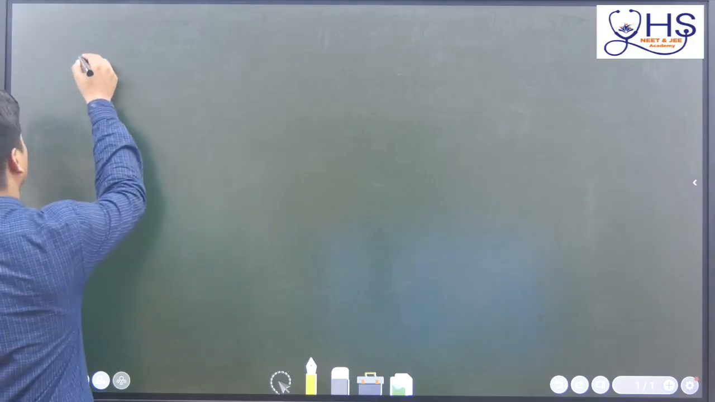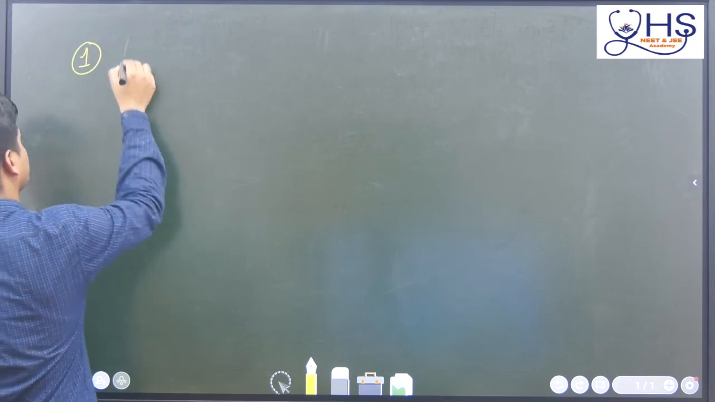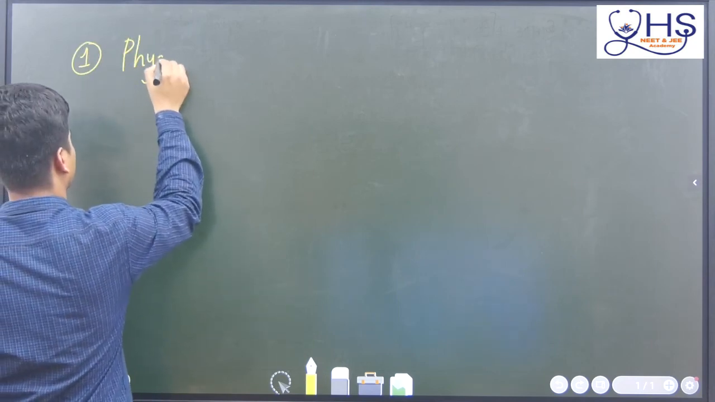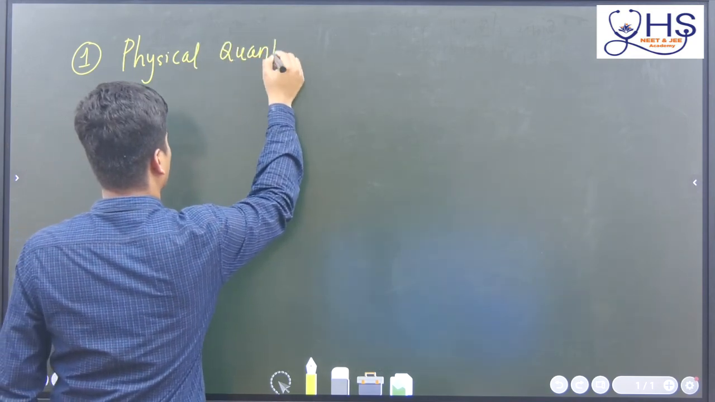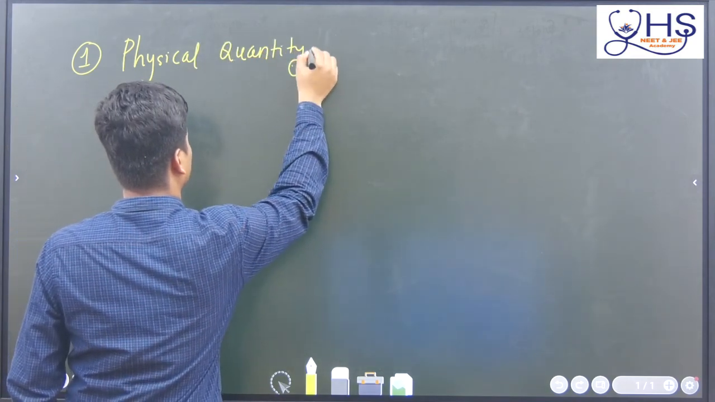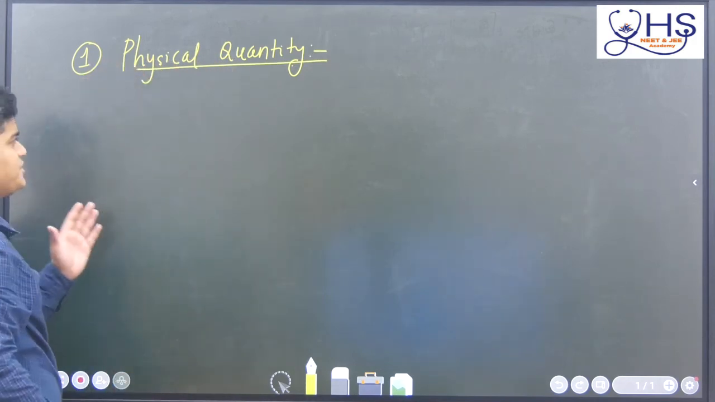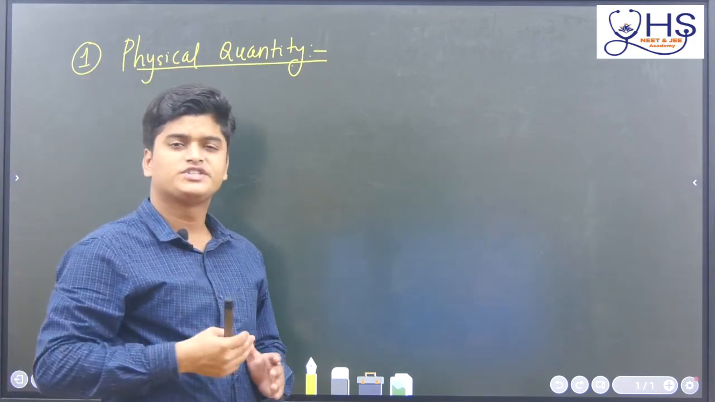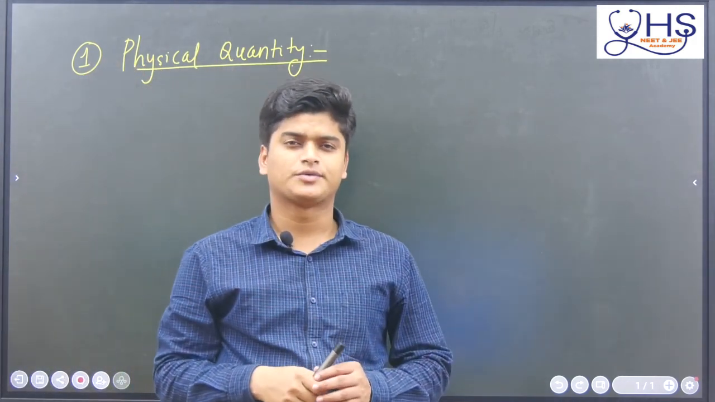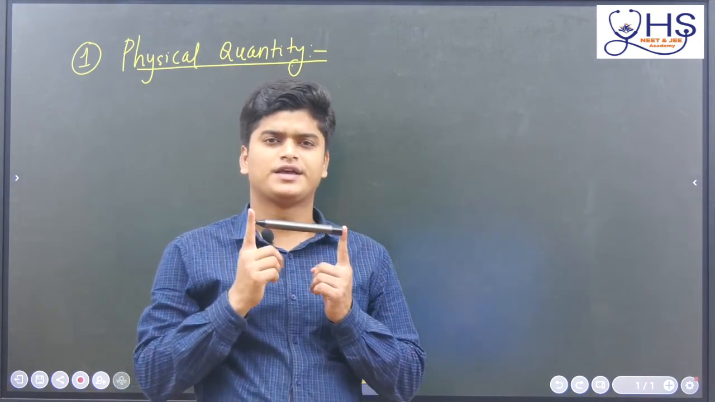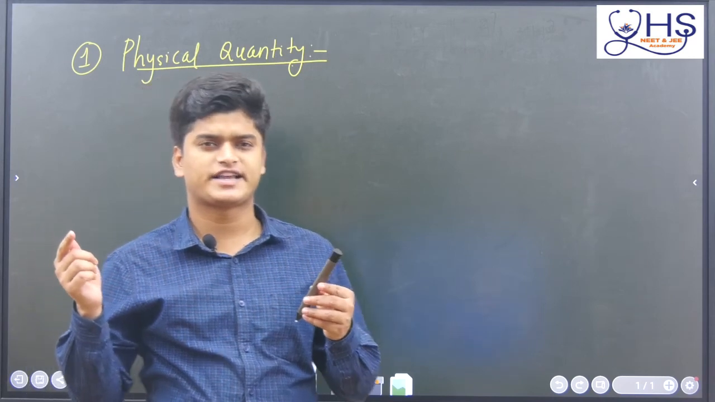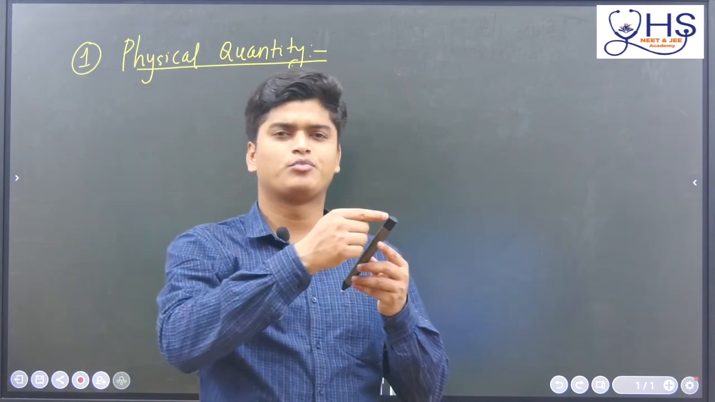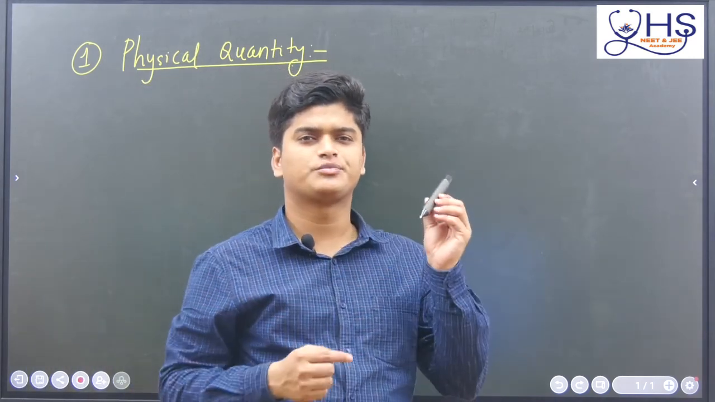Here the first thing we'll understand is physical quantity. So what is a physical quantity? It is a quantity which can be measured by some instrument. Suppose you want to find the length of this pen, then the length will be a physical quantity, and to measure that length we need a scale, a meter scale. Then you can put it here and you can understand what the length of this pen is.